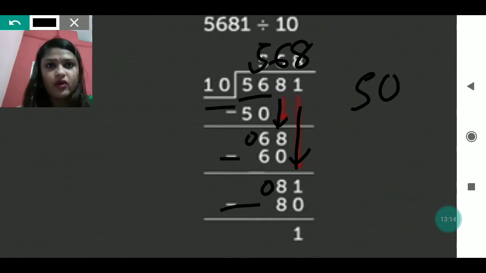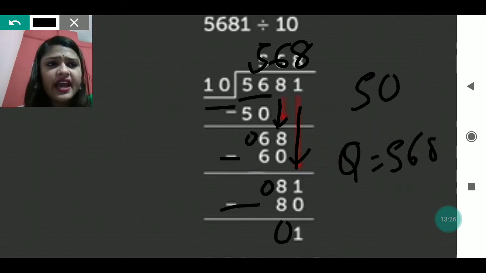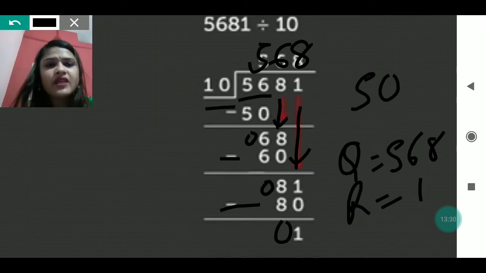Then we will subtract here. Subtract 81 minus 80. So 1 minus 0 will be 1 and 8 minus 8 will be 0. So what is the quotient here? The quotient here is 568 and the remainder here is 1. Okay, the remainder is 1 and the quotient is 568.